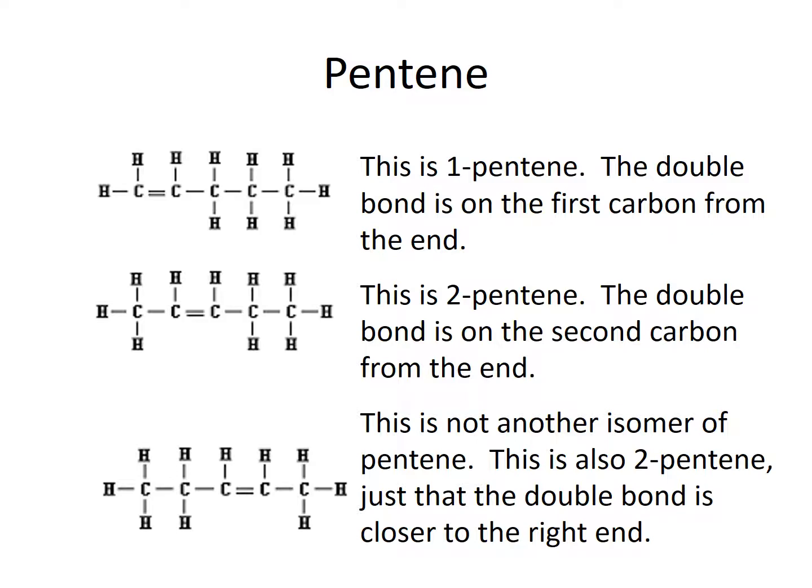Here's pentene, and again, as you can see, there are different isomers possible. We can have 1-pentene or 2-pentene. If you look at the bottom molecule, you might think that's a different molecule, maybe 3-pentene, but you've got to remember, molecules are 3-dimensional, so you can count from the other side. You don't always have to go from left to right. So if you count from the right, it's again 2-pentene. It's the same molecule as the one above, just flipped over.